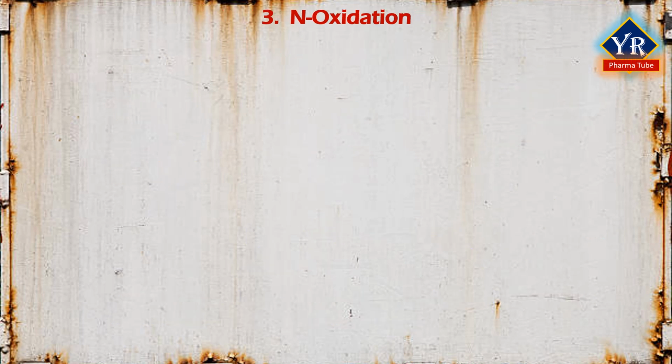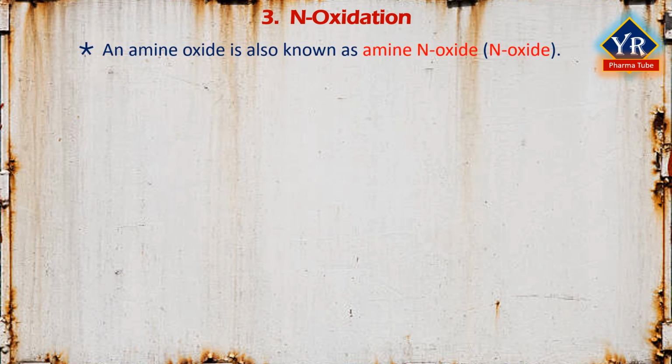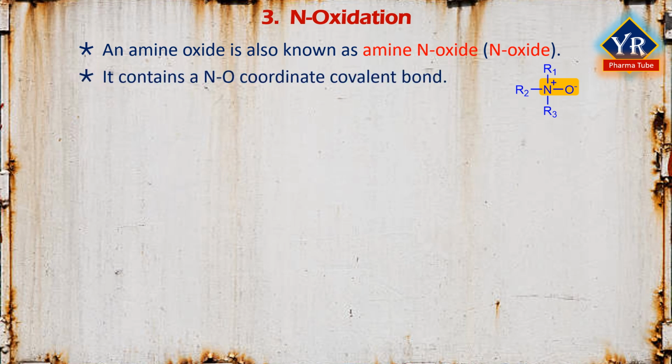And number 3, N-oxidation. In chemistry, an amine oxide is also known as amine N-oxide or simply N-oxide. It is a chemical compound that has the chemical formula R3N+O-. It contains a nitrogen-oxygen coordinate covalent bond with 3 additional hydrogens and/or substituent groups attached to nitrogen. Sometimes it is written as R3N→O or alternatively as R3N=O.